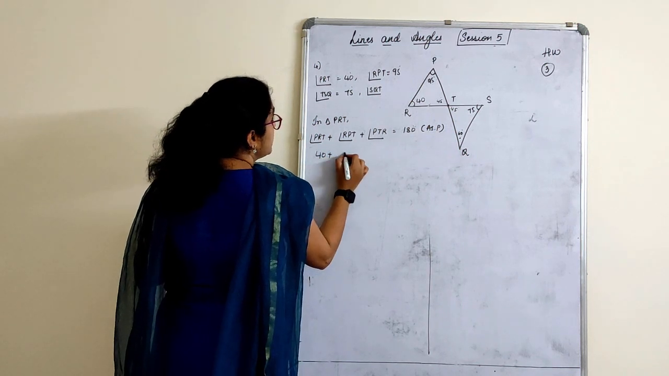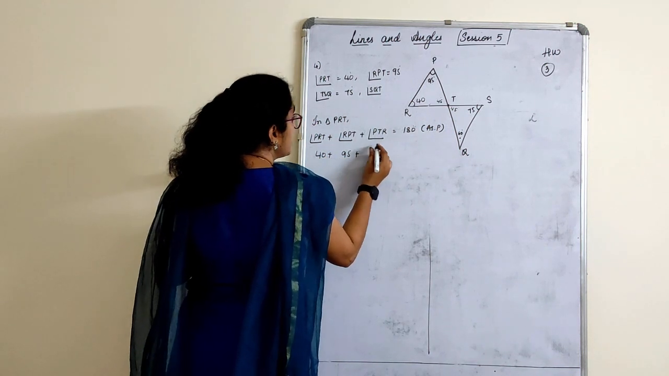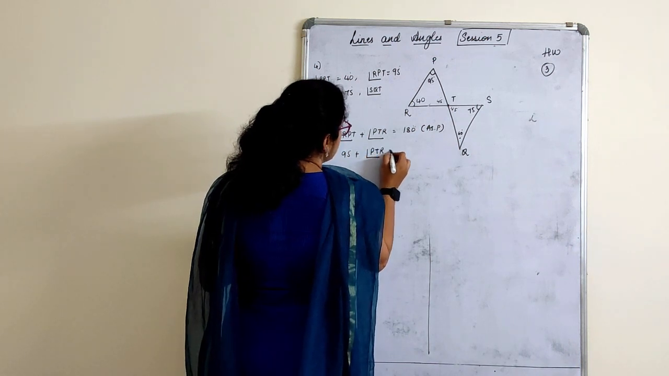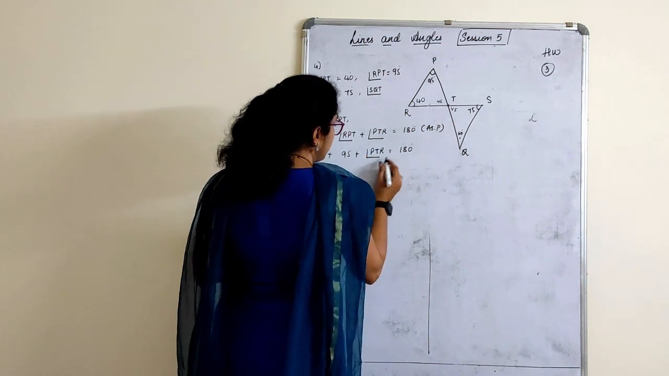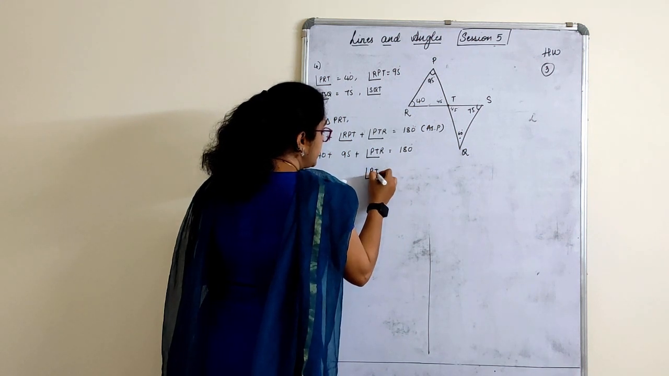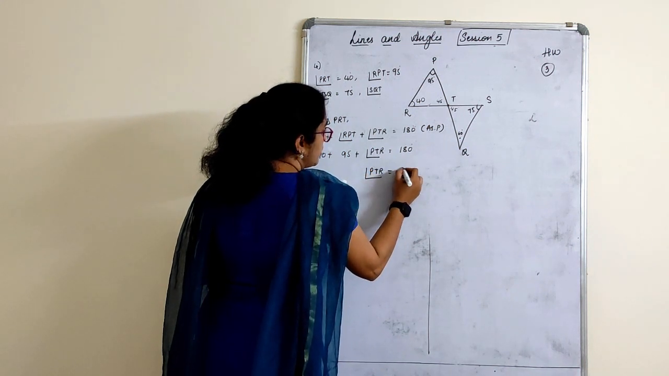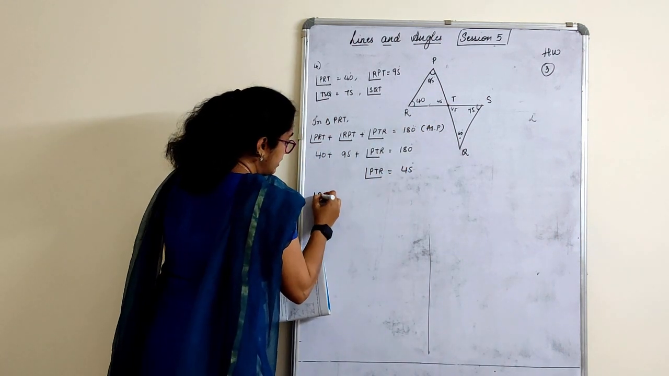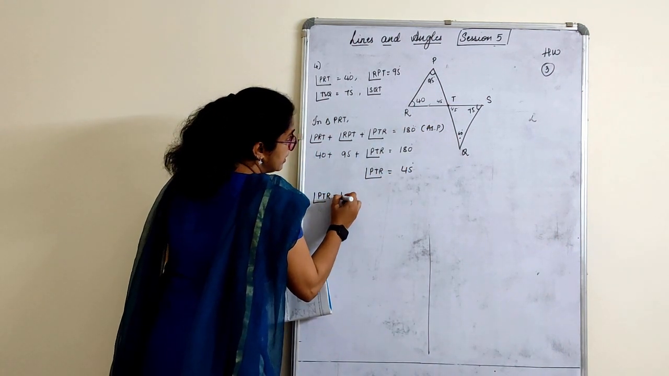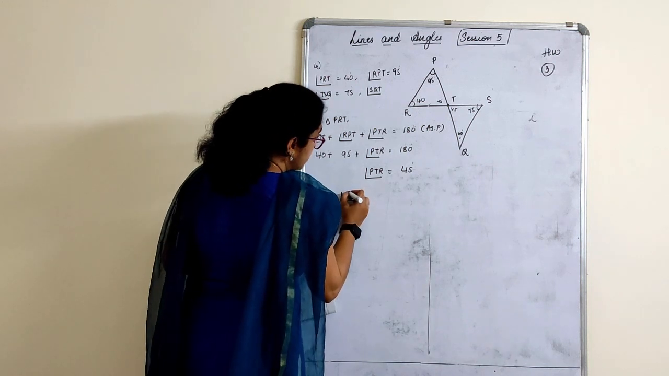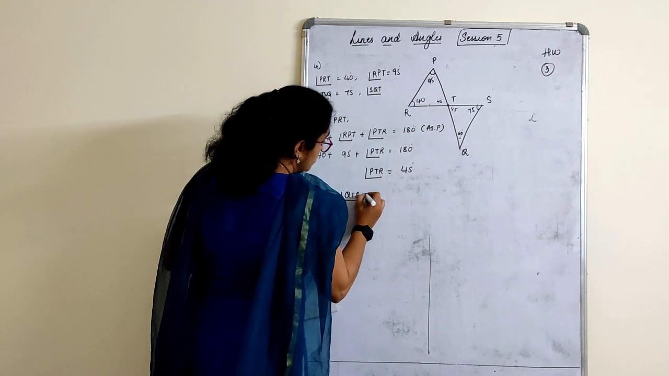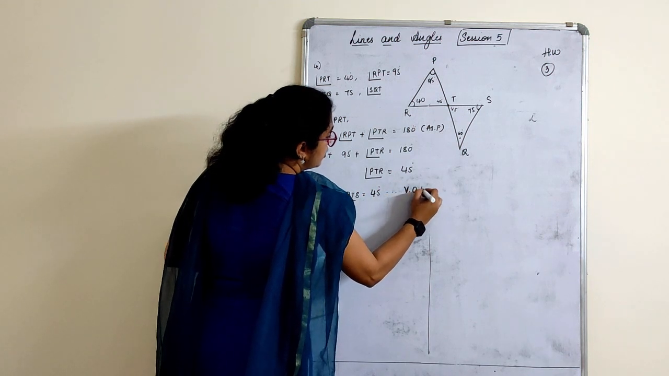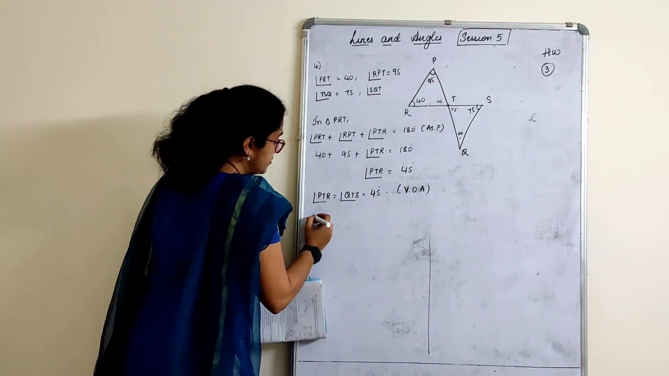So here PRT is how much? 40. RPT is 95, plus angle PTR is equal to 180. Directly I write angle PTR is equal to 45 degrees. Now angle PTR is equal to angle QTS, that is equal to 45 degrees. Reason? Vertically opposite angles are equal.